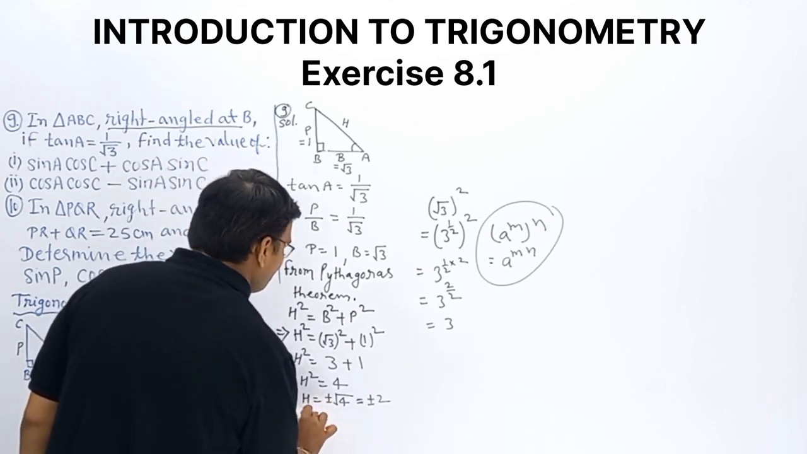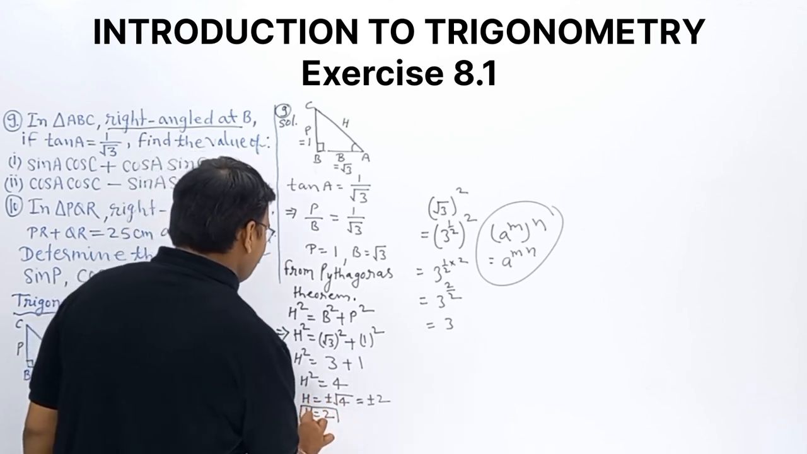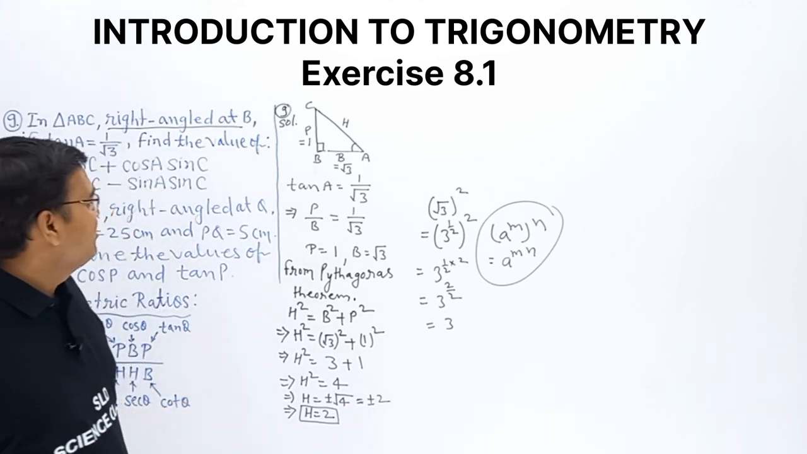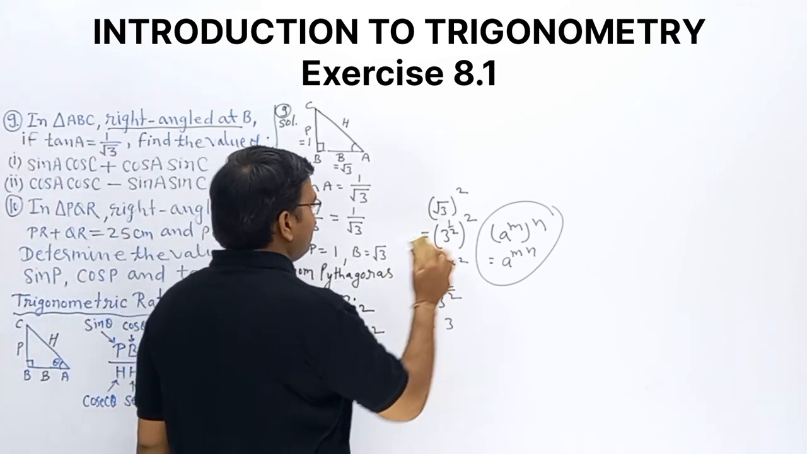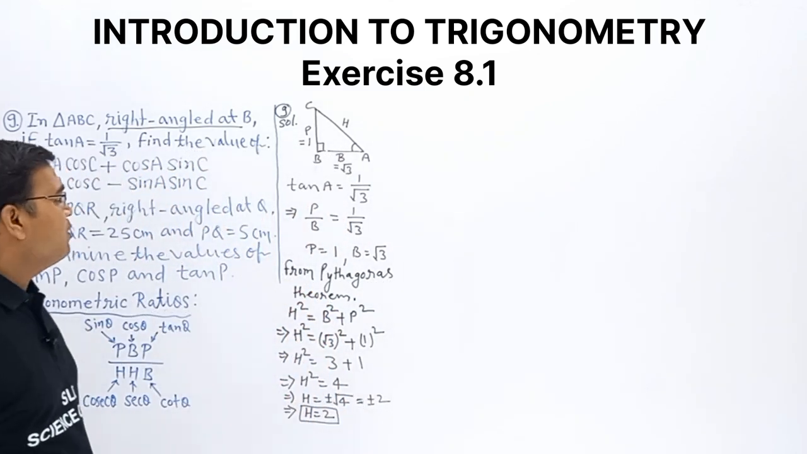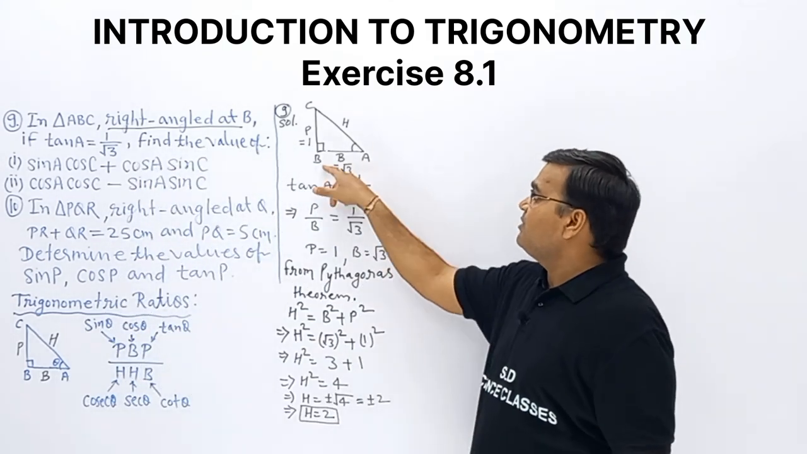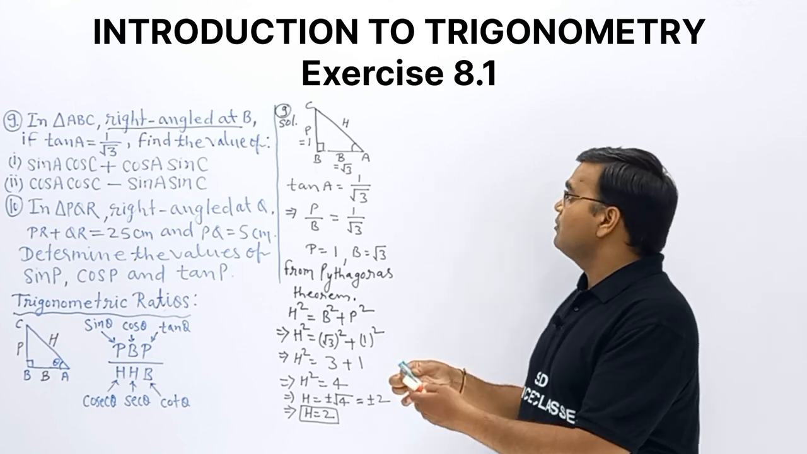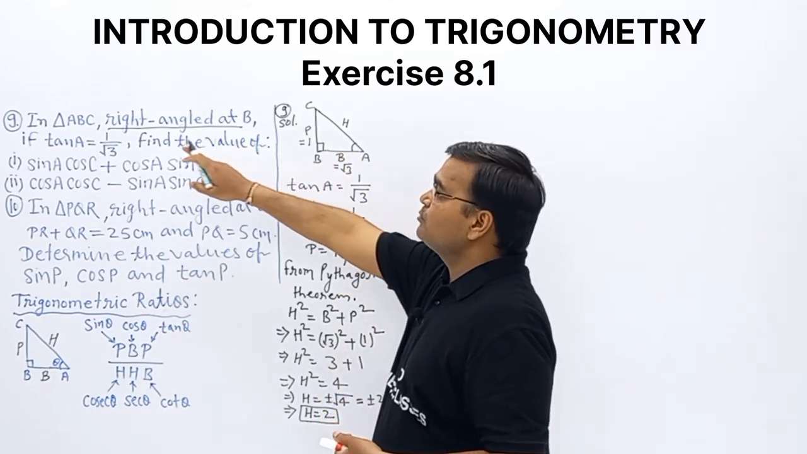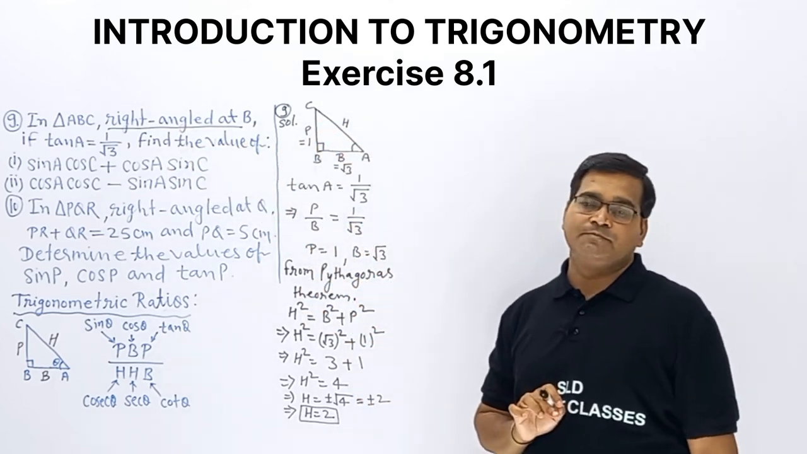Length cannot be negative, so we will consider the positive value. H equal to 2 units we are getting. This is the hypotenuse. From the Pythagoras theorem, we are getting the hypotenuse. Now in this right triangle ABC, we are having all the sides. B and P we are getting from the given ratio and the remaining we are getting from the Pythagoras theorem.